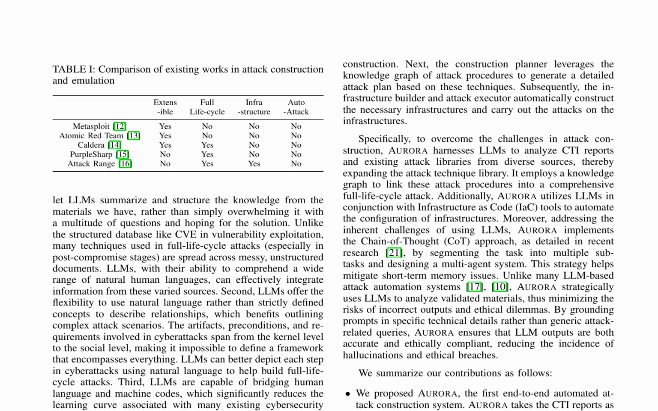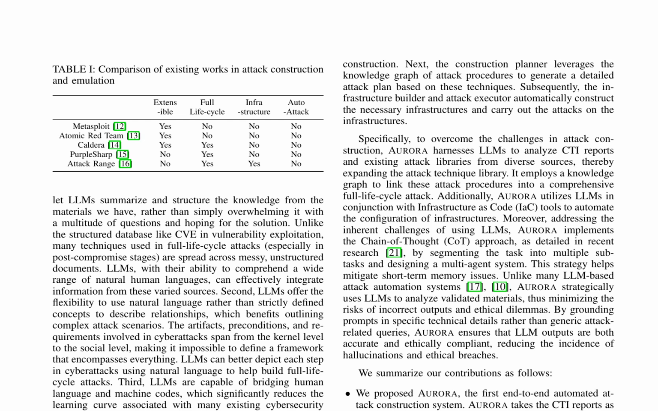We identify the potential of using LLMs in a different way, which could make it even more powerful in attack construction and emulation. By combining LLMs with existing materials, we can effectively integrate information from varied sources, depict complex attack scenarios, and bridge human language and machine codes. However, employing LLMs in cyberattack construction involves complex challenges, including short-term memory limitations, correctness of LLM outputs, and ethical constraints.